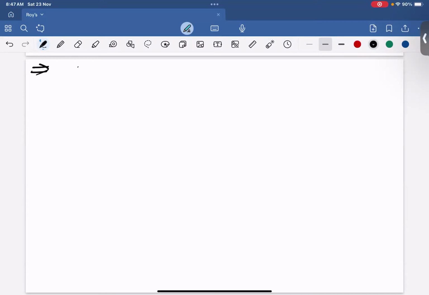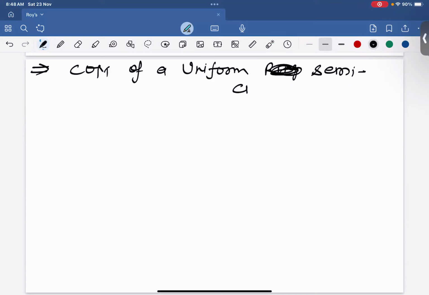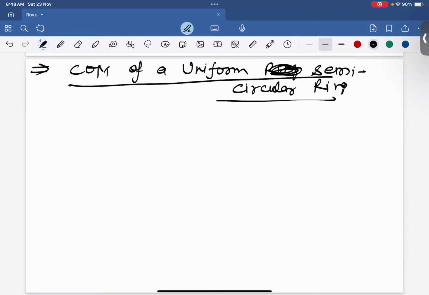Let's suppose I take the center of mass of a uniform semicircular ring. For a complete ring, the center of mass will be at the center only. But if it is a semicircular ring, then how do we find it? Let's do this one derivation.